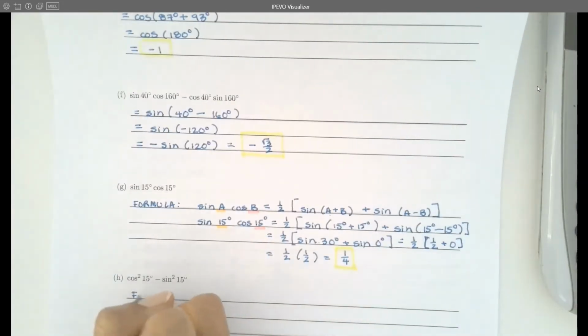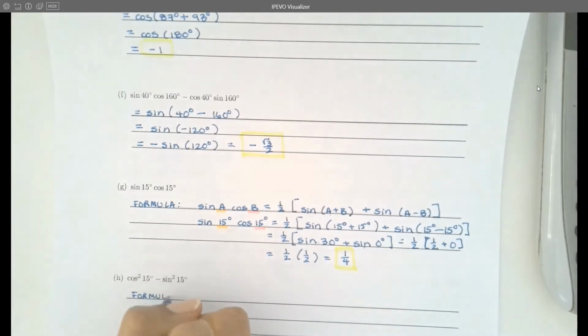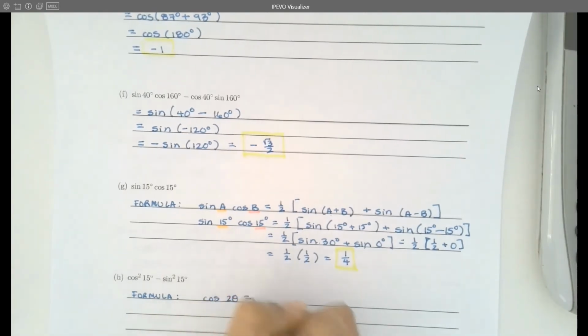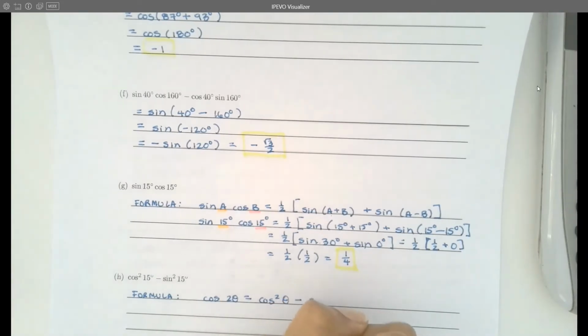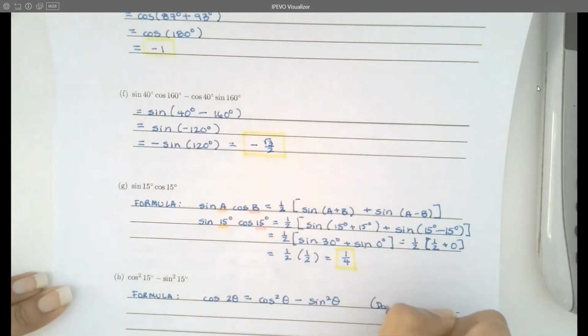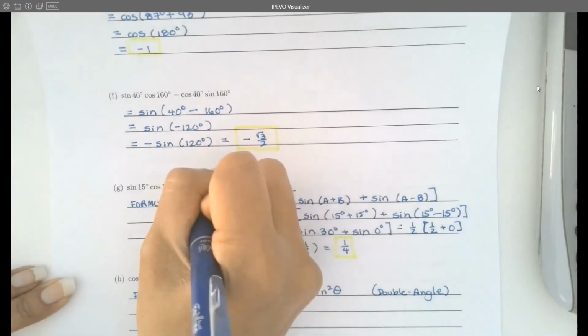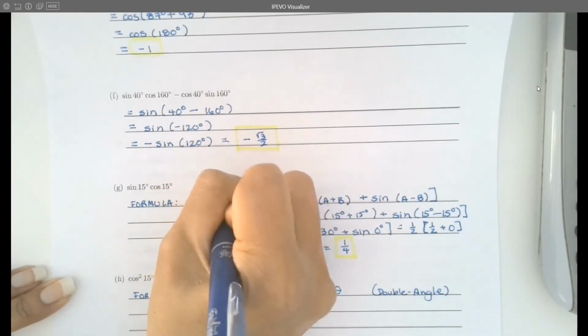So let me write this down, the formula. We have cosine of 2 theta is equal to cosine squared theta minus sine squared theta. And I'll just write here, this is a double angle formula. I didn't write it for this one, but I'll write it now. This was a product to sum.